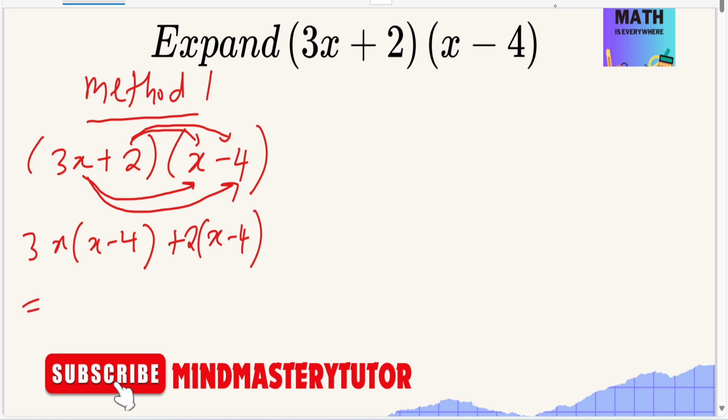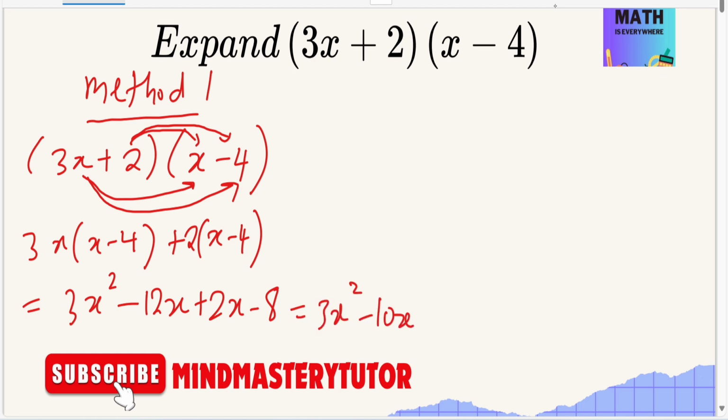So ukifungua 3x times x, 3x squared. 3x times negative 4, negative 12x, 2x, na negative 8. And your final answer should give you 3x squared minus 10x, collect minus 12x na 2x minus 8. Method 1 hiyo. Method 2 ni rahisi pia, tumia box method.